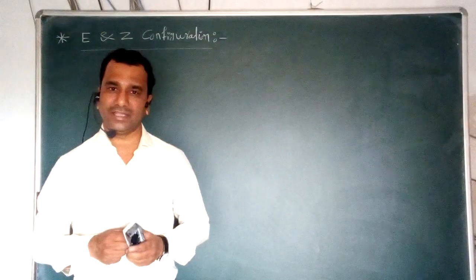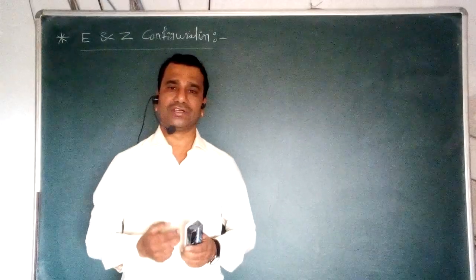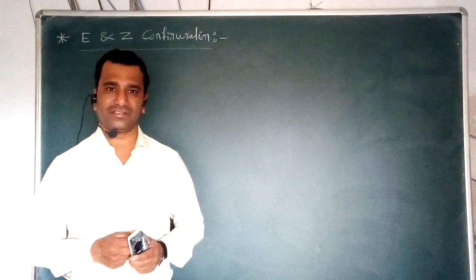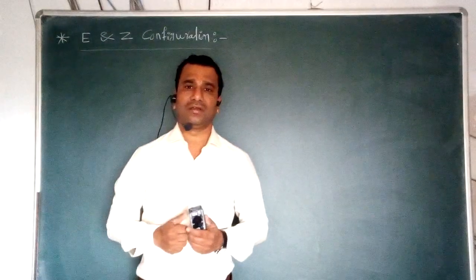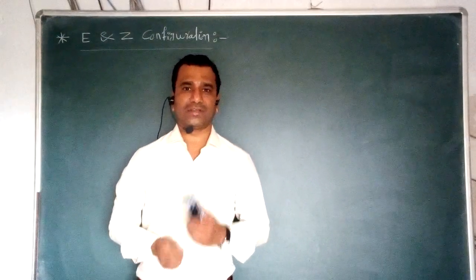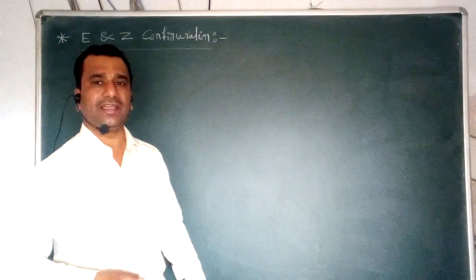What is the meaning of this E and Z configuration? How does it work? What are the different examples, along with the different physical and chemical properties of these particular configurations? So first of all, what is the meaning of this E and Z configuration?